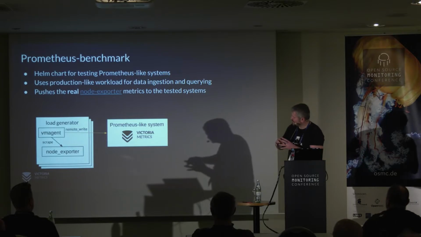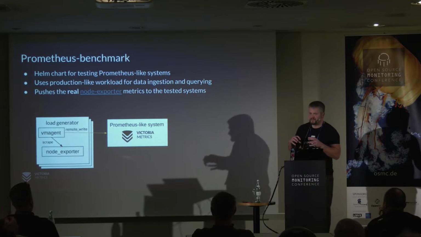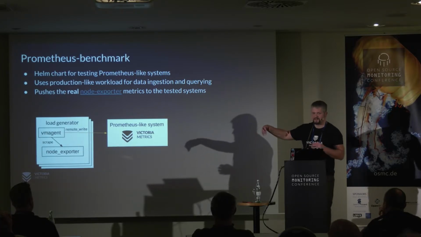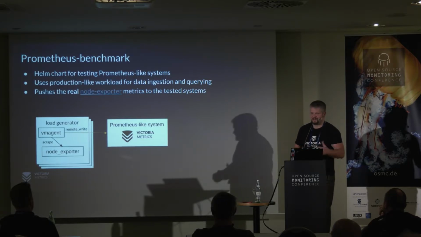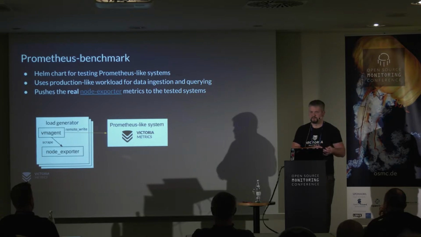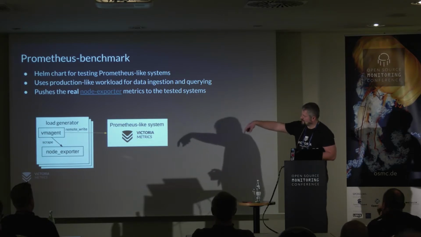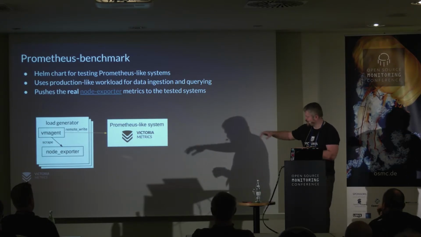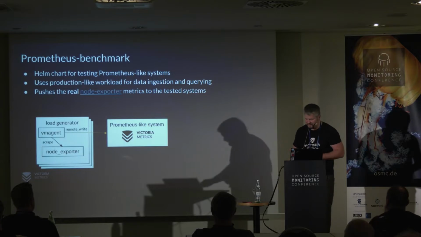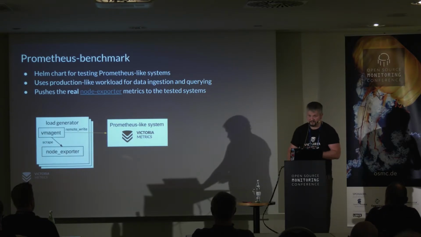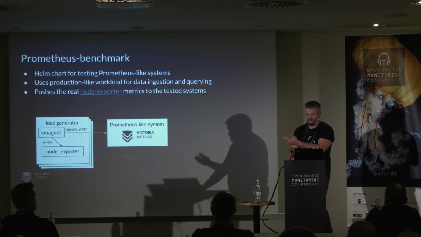How does it work? It contains a load generator which runs node exporter, the most common exporter used in the Prometheus ecosystem. It collects host metrics such as CPU usage, RAM usage, disk usage, network usage, and so on. This load generator collects real metrics from node exporter and then pushes the collected metrics to Prometheus-like systems such as VictoriaMetrics. It supports other systems such as Prometheus itself, Thanos, Cortex, Mimir, and so on.